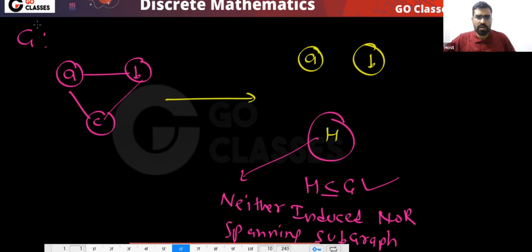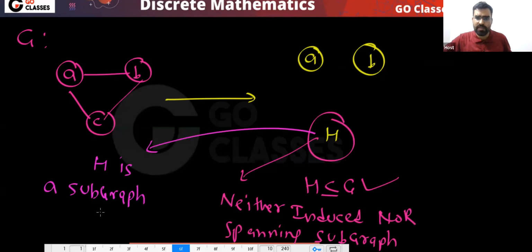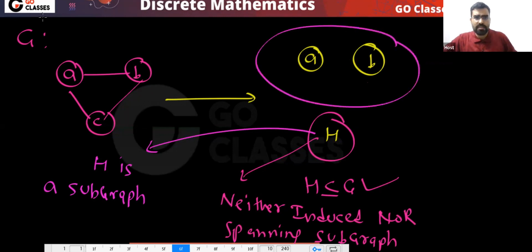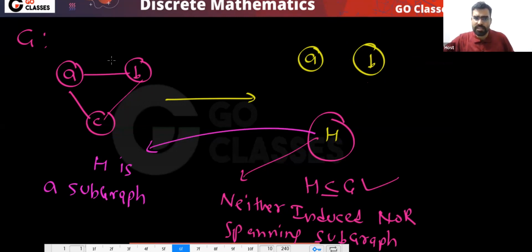Any doubt? So you have a graph G, and this graph H is a subgraph. I can say H is a subgraph of G, because you are deleting vertices and deleting edges, but you are not adding anything. In this H, the vertex set is a subset of that of G and the edge set is a subset of that of G. That is the reason I can say this is a subgraph of G.